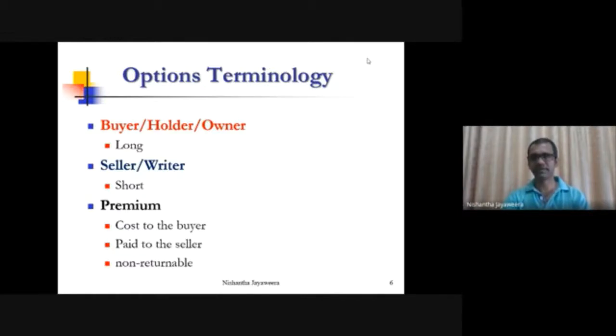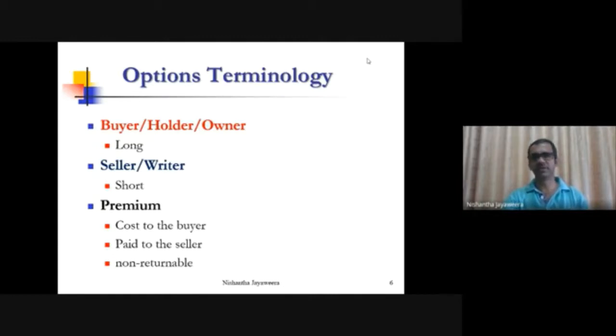The option buyer gets the right to buy the underlying asset. That's a call option. In a put option, the buyer of the put option gets the right to sell the underlying asset. So that's the difference between call option and put option.